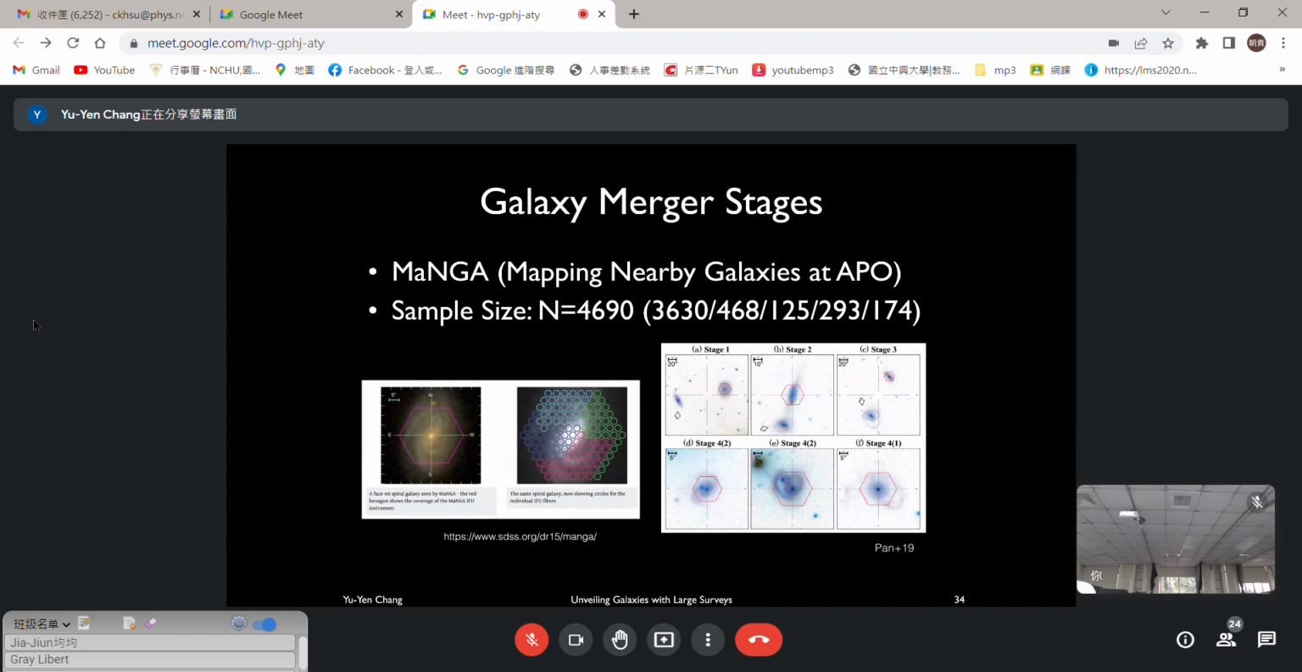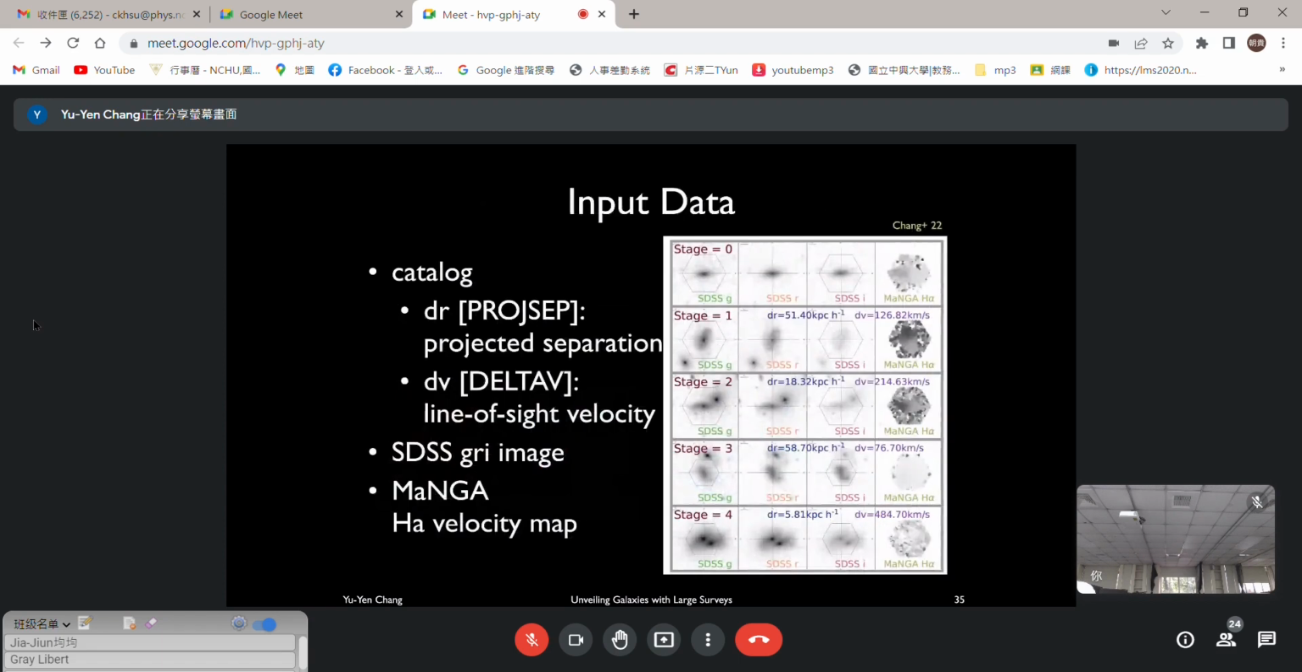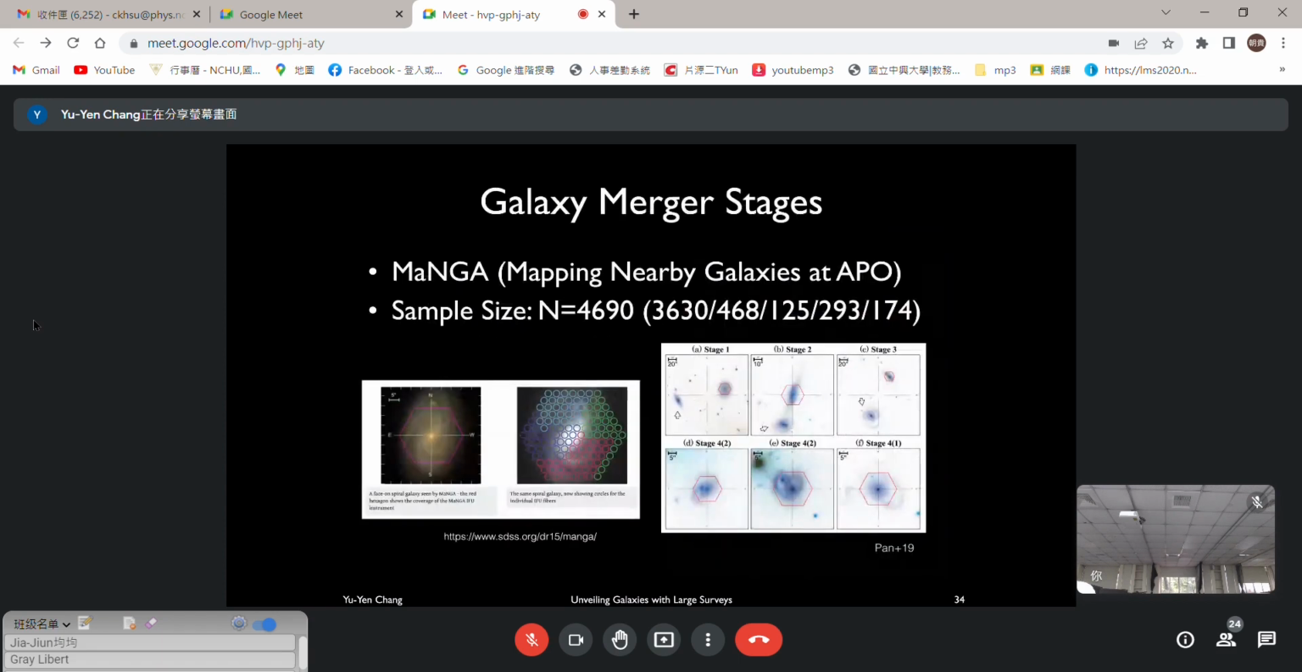However, this work is very time consuming. People have to check the images one by one. Therefore, it is worthwhile to use machine learning to classify the galaxy merger stages.